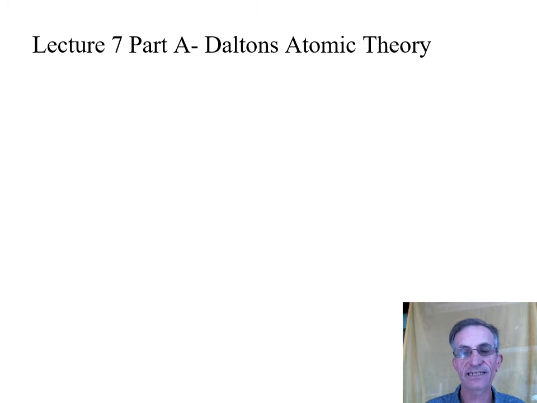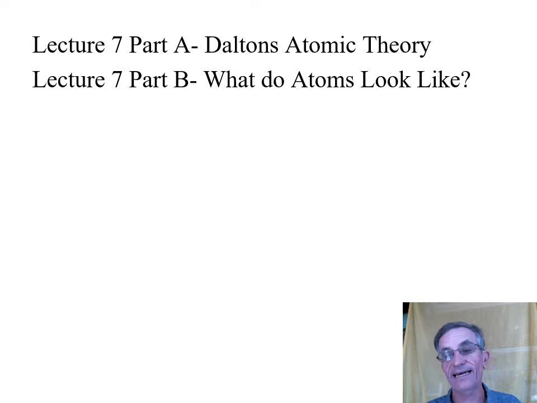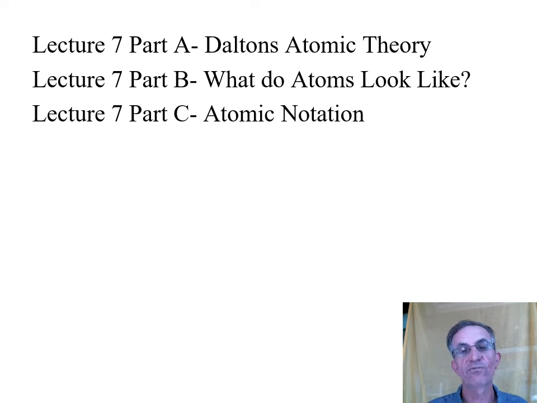So this lecture is going to have three parts to it. First part, we're going to look at what's called Dalton's atomic theory. Dalton was the guy who came up with the idea that the world's made up of atoms, so we're going to talk about what he said. Then we're going to look at, well, if there are atoms, what do they actually look like? And then finally, we're going to look at the way that we represent atoms and what's inside of an atom, that's called atomic notation. So let's go ahead and get started looking at atoms.